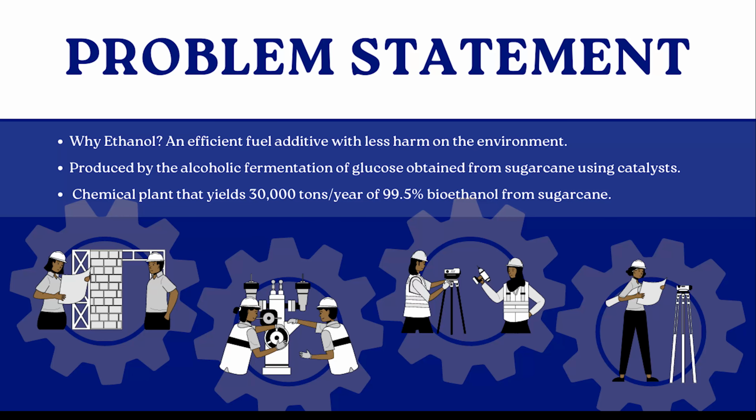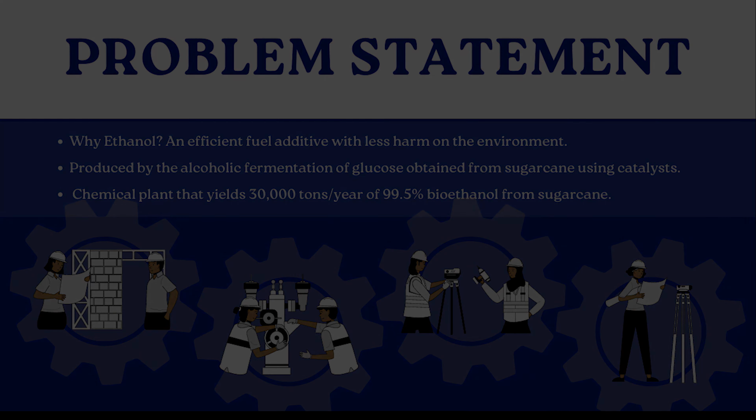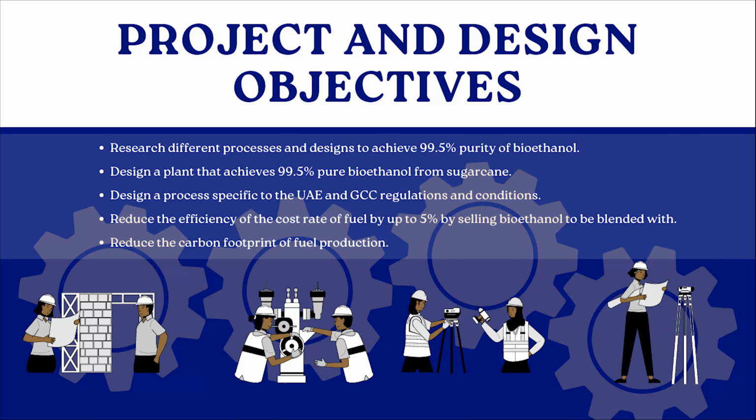Problem statement. Why was bioethanol picked? Because it's an efficient fuel additive with less harm on the environment than its alternatives. It is produced by the alcoholic fermentation of glucose obtained from sugarcane using catalysts. A chemical plant yielding 30,000 tons per year of 99.5% purity bioethanol from sugarcane is the main goal of this research project.